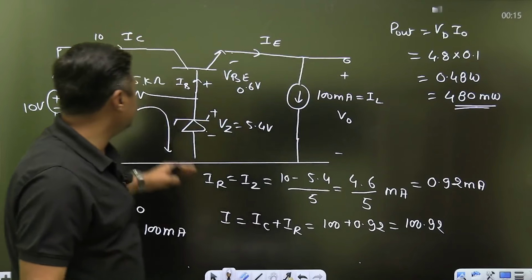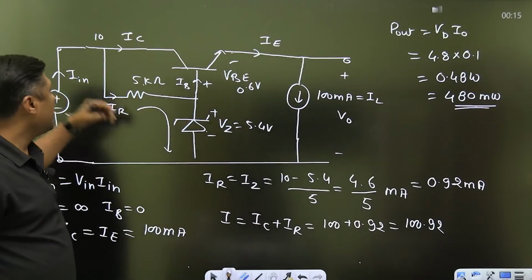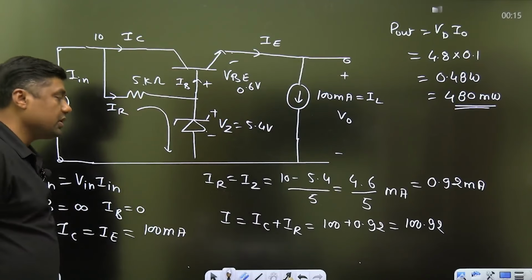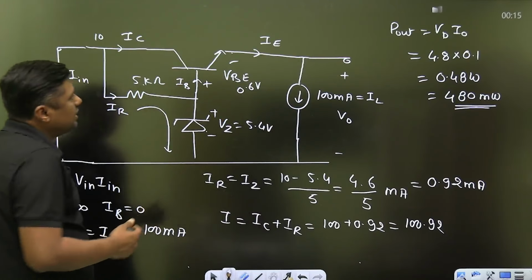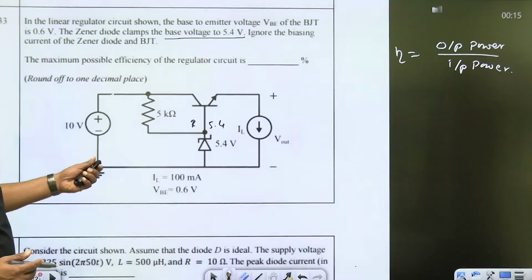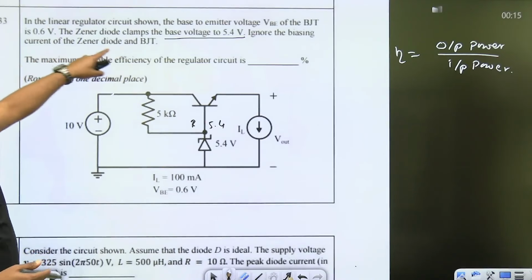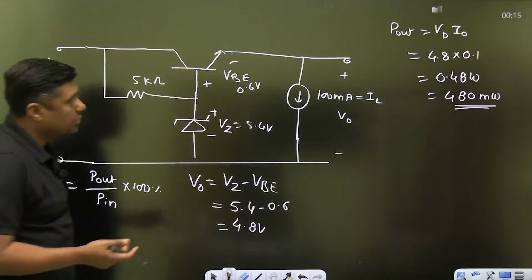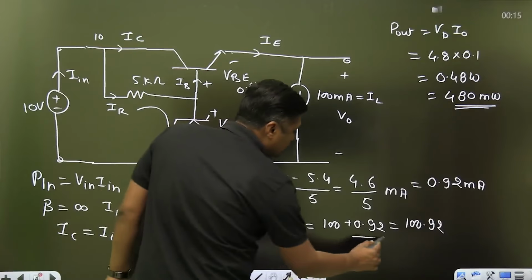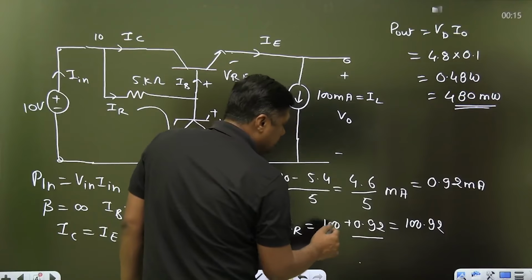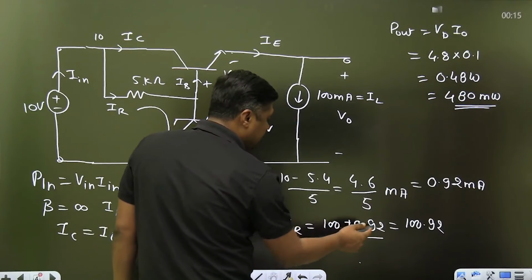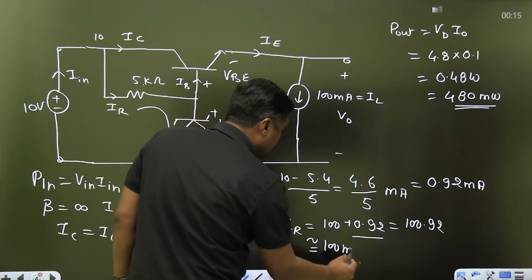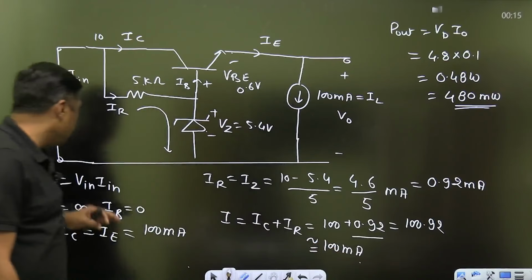Because Zener diode current is very, very small as compared to the load current. And that's why, what is written here? Ignore the biasing current of the Zener diode and the BJT, because it is very small as compared. This is 0.92 milliampere and it is 100 milliampere, so it is negligible. You can also consider only 100 milliampere. That is the current given by the battery.